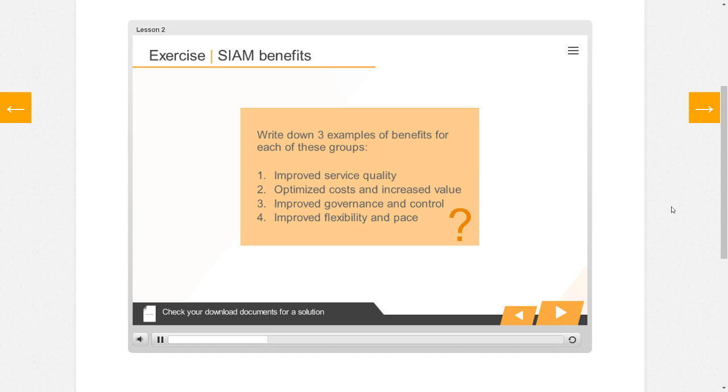While each organization's business case will be different, there are some generic benefit groups. We're going to use an exercise to look at these groups. Plan to spend 20 minutes on this exercise, and don't forget to compare your ideas against our suggested solution. The 4 generic benefit groups for SIAM are shown on screen. For each group, use your own experience to note down at least 3 specific examples for that group. For example, for the improved service quality group, you might have an example of less downtime related to changes, because changes are being coordinated effectively across service providers. Good luck!